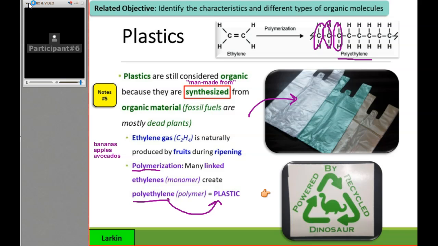Now again, most of that's not technically true. Most fossil fuels are dead plants, but I'm sure that the occasional dinosaur has snuck into a fossil fuel as well. All right, this is number 5.